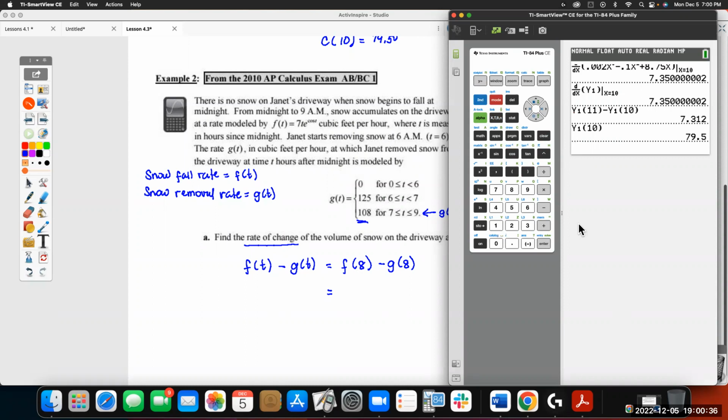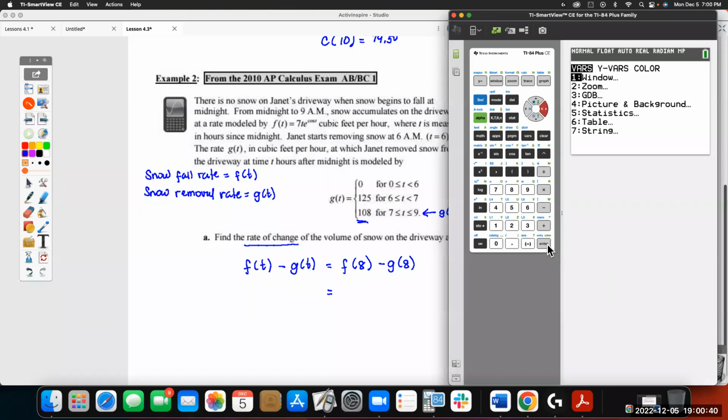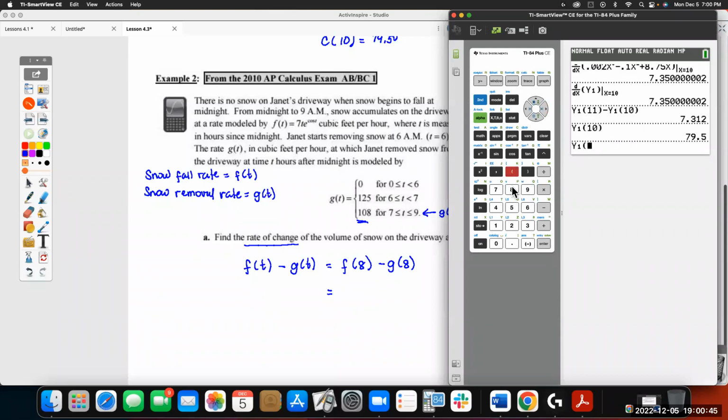And then we want f of 8. So again, Vars, Y-Vars, y1, and then we want to evaluate that at 8. And then we subtract 108. Your g of 8 is 108. And that would give us negative 59.583.